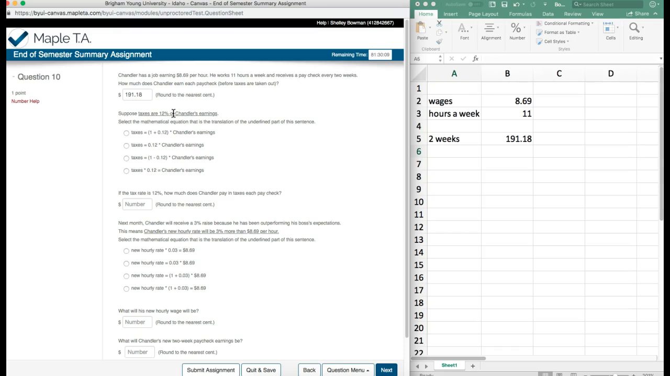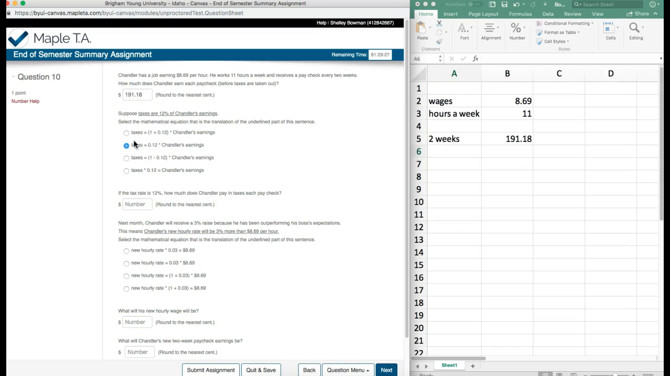The next one says, suppose taxes are 12% of Chandler's earnings. That "of" right there is our key word for translation, which means multiply. Select the mathematical equation that is the translation of the underlined part of the sentence. So "taxes are" is another variation of the word "is," and is means equals. So taxes equal 12%, or 0.12, times Chandler's earnings. They don't give us a variable, so just Chandler's earnings. So taxes equal 0.12 times Chandler's earnings. There we go. So this is our formula.